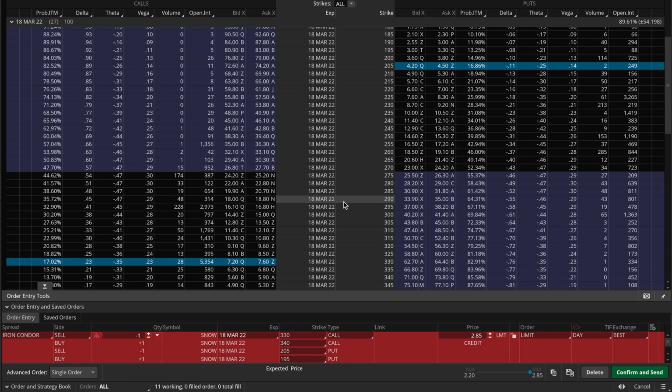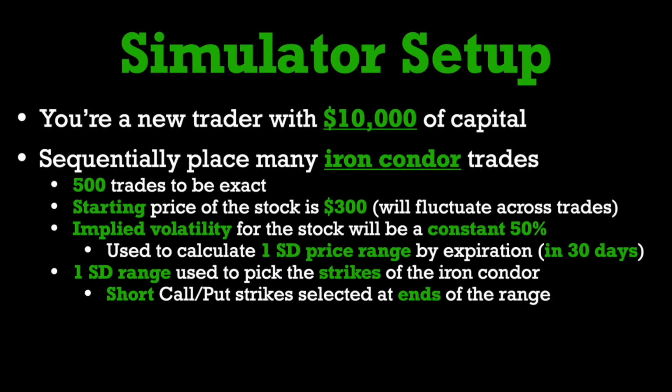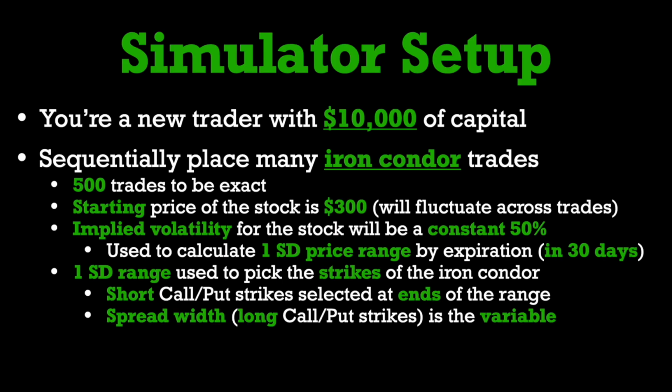For my short call strike, I chose 330 at the very upper end of the 1 SD range. And for the short put strike, I chose the 205 strike at the very lower end of the range. Then the spread width of the two sides of the iron condor, which dictates the strikes of the options I would purchase, is going to be the main variable in my simulation.